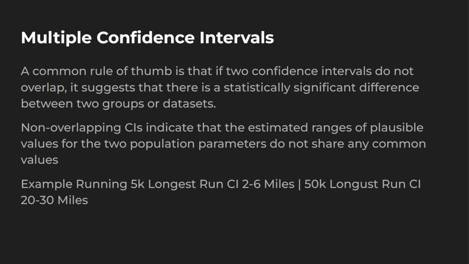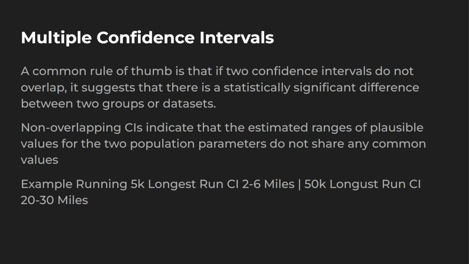Non-overlapping confidence intervals dictate that the estimated ranges of plausible values for the two population parameters do not share any common values. Going back to the running example, I want to go over a runner that may run a 5-kilometer race. And when I'm going over these running examples, I'm just going to talk about hobby joggers. When you get to the pro side of things, it is completely different.